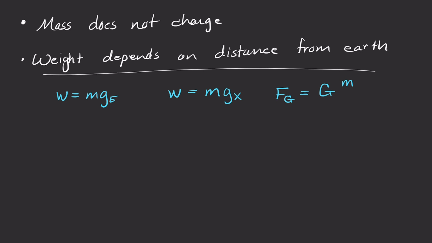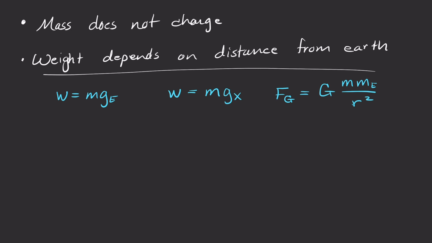And it's given by this formula where big G is just a constant. And then you have the product of two masses. So this is your mass times the mass of the Earth. And you're attracting each other. And this force of gravity depends on the distance between the two masses.